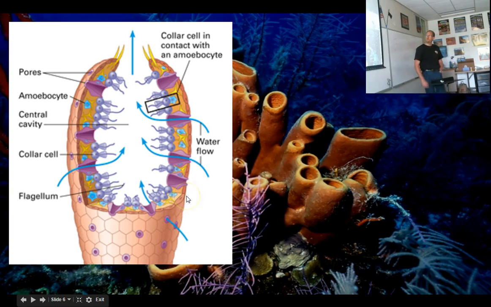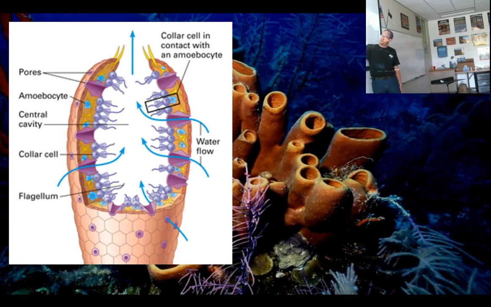Here's just a diagram of what we've been talking about. These collar cells line the central cavity, and you can see why they're called collar cells. Here's the cell, here's the flagella, and it's got this like flange around the flagella, so they're called collar cells. And they spin their flagella and create a current of water. So all the water in here is pushed out the top, and that causes water to flow through the body of the sponge. And while it flows through the body of the sponge, it's filtered out.